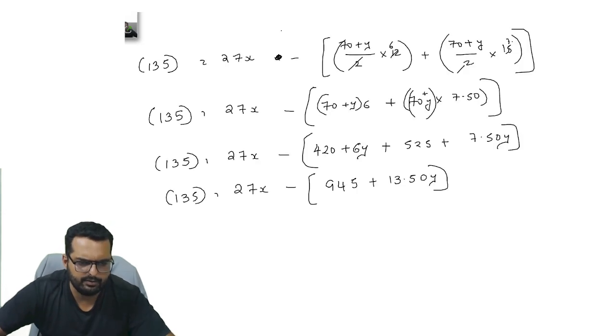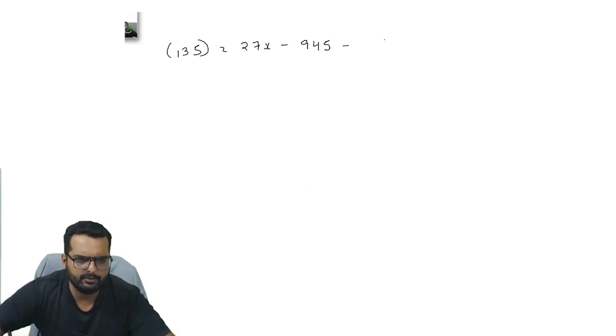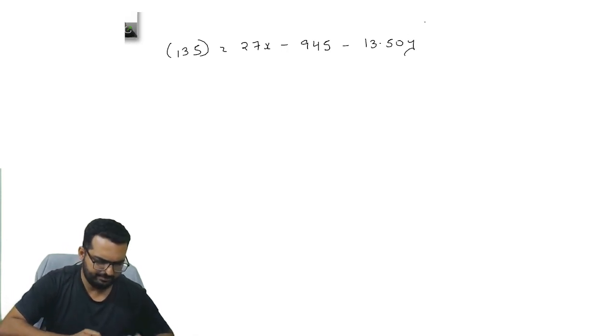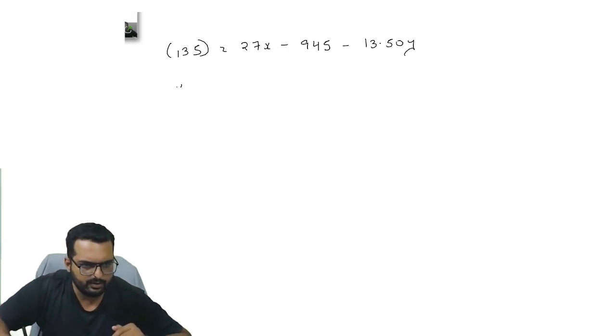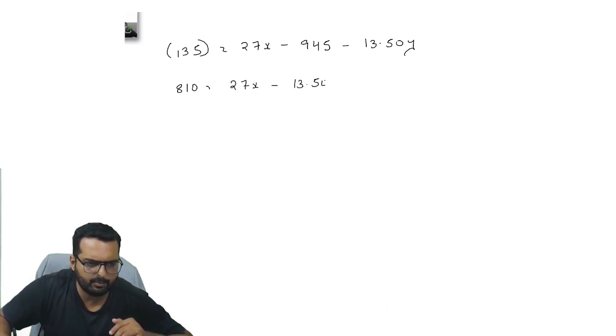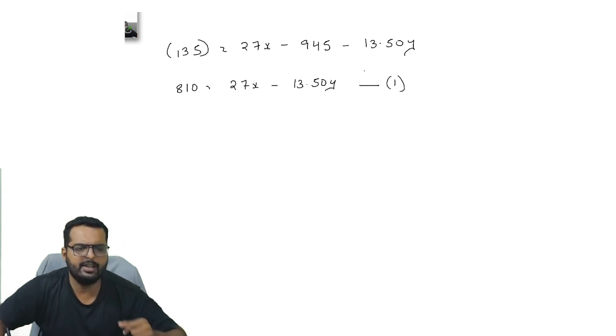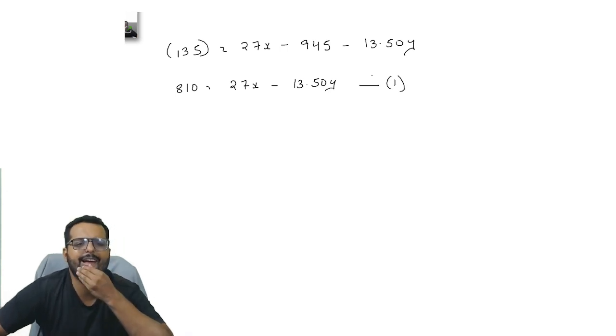Minus 945 minus 13.5y. I'll take it on the other side. We'll get the answer as 810 is equal to 27x minus 13.50y. Let us call it equation number 1.